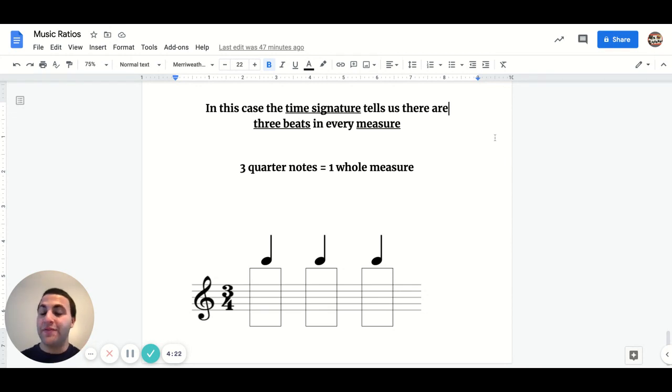And that's an example of a piece of music in 3/4 time signature. So that is your crash course on beginning to read music.